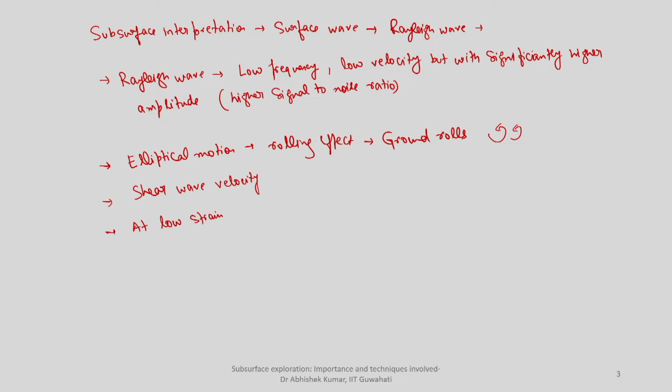because whenever some kind of shock is generated and the wave passes through the medium, it induces some kind of strain in the material. At low strain or lesser, it has been observed that the value of VR, that is Rayleigh wave velocity, can be approximated to 0.9194 times Vs. This is called shear wave velocity.